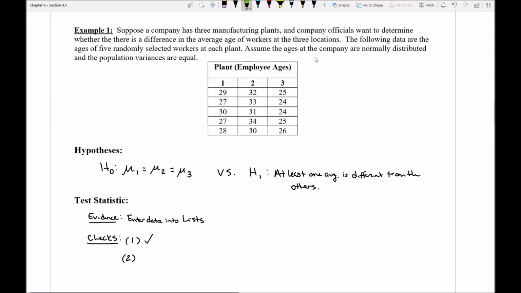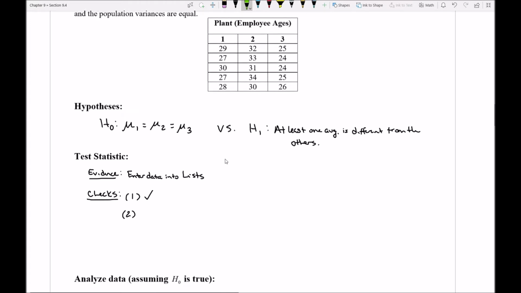Well, I can see now why it was helpful to say that the ages here were normally distributed. Remember, if I wasn't told that, I could actually take this raw data and put it into a list and create a normal probability plot to go ahead and actually determine if I thought that this was a reasonable assumption. But since I'm just told this here, I'll just check this off. For number 3, I need to know that the variances of the populations are actually equal.